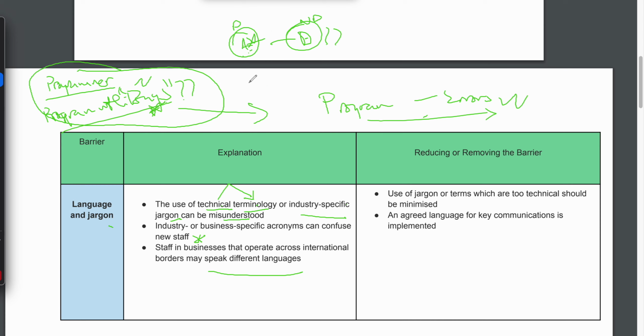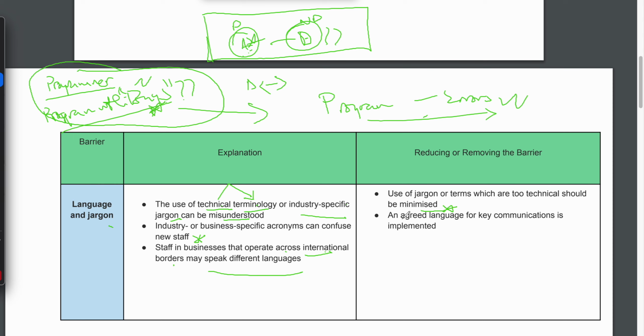So at the end of the day, when you are communicating across departments or across international borders, we need to make sure that we are using common terminology that is going to be understood by both. That's basically what we are saying. So how do we avoid that? Use of jargon or terms which are too technical should be minimized. You get the point? When you're talking to laymen, make sure that you are simplifying your talk.